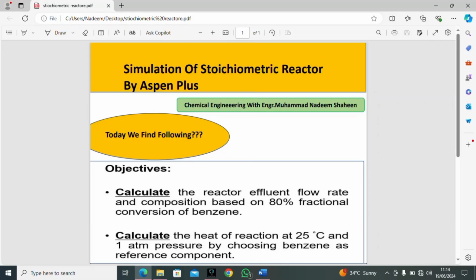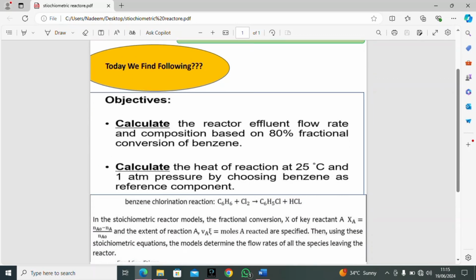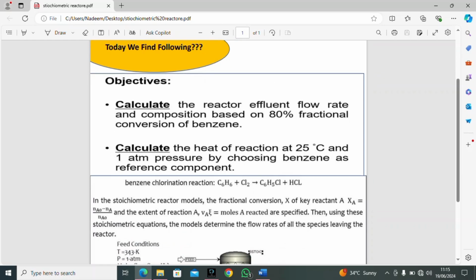Hello. Today our lecture is about simulation of a stoichiometric reactor by using Aspen Plus. The objectives of our simulation are to calculate the reactor effluent flow rate and composition based on 80% fractional conversion of benzene, and the second task is to calculate the heat of reaction at 25 degrees C and 1 atm pressure by choosing benzene as the reference component.